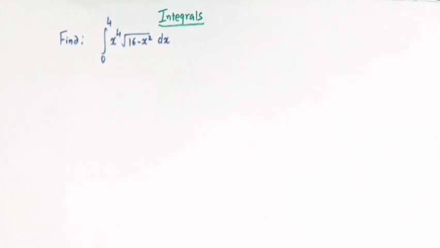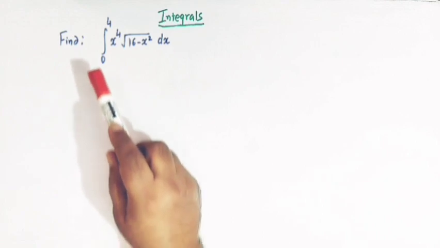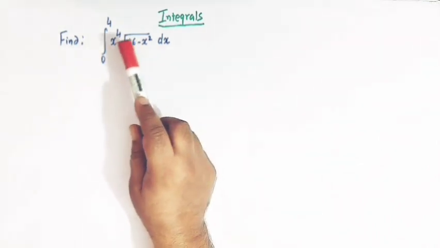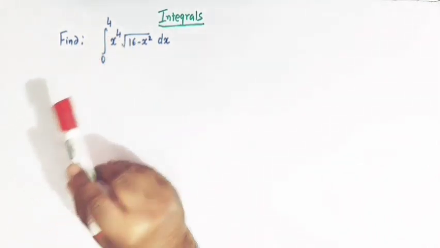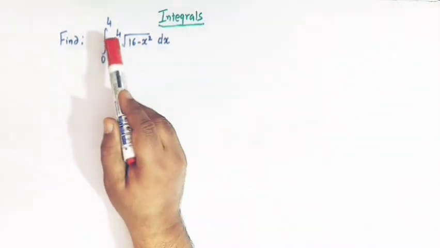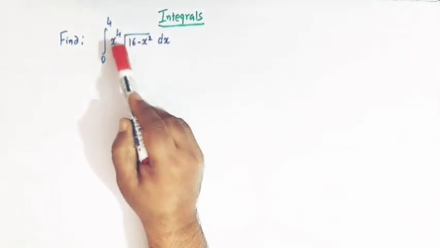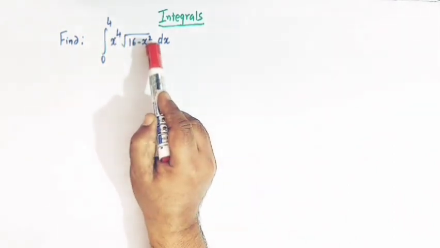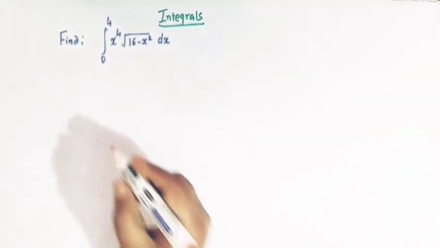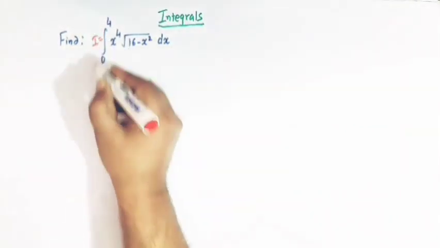Hello viewers, in today's class we are going to discuss yet another important and very conceptual problem from integrals using the concept of beta functions, right? So in this lecture we are going to find out the value of this integral using the concept of beta function, right? So here we have to evaluate the integral 0 to 4, and the integrand is x raised to 4 times the square root of 16 minus x square, right? So let us call this integral as I, right?